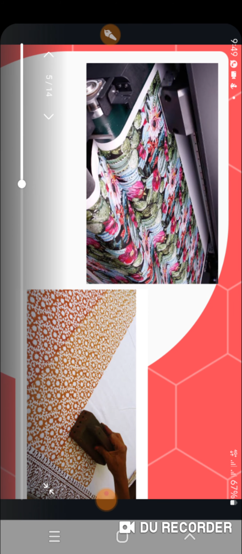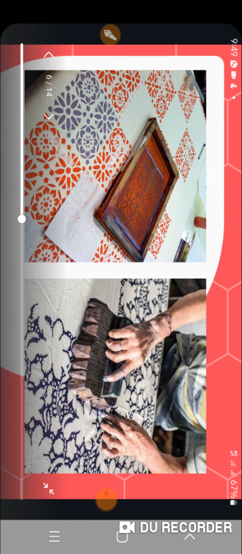This is the industrial one. For industrial, they use machines. Even for the clothes that you are wearing, most of them are industrial. But if you see tie and dye, we use what? Our hands to do that, which we are going to be doing soon. This is also the tie and dye, the print one.